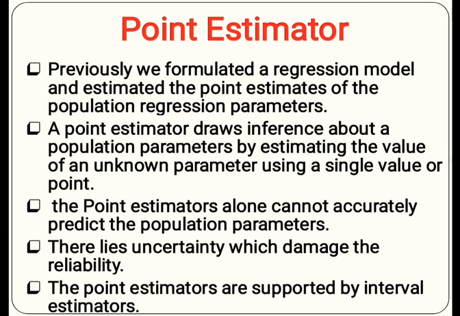How does a point estimator estimate the population parameter? We take a sample, and from the sample we calculate the representative of the population, the statistic, sample beta naught cap and beta 1 cap. We state that probably this beta naught cap represents the beta naught, and the beta 1 cap is representing the beta 1, that is the population parameter.